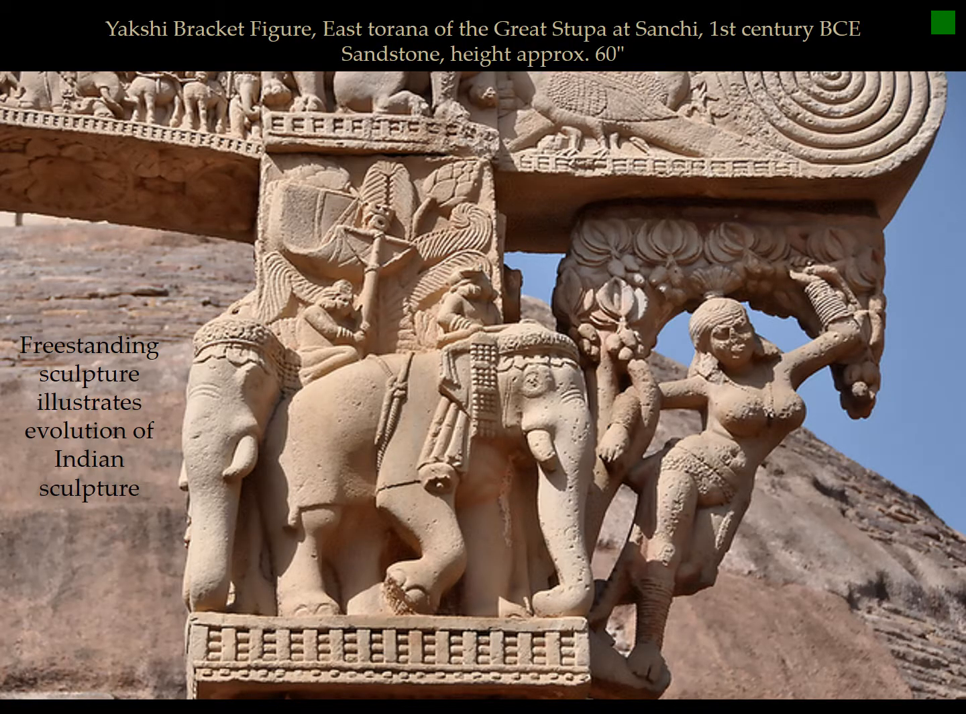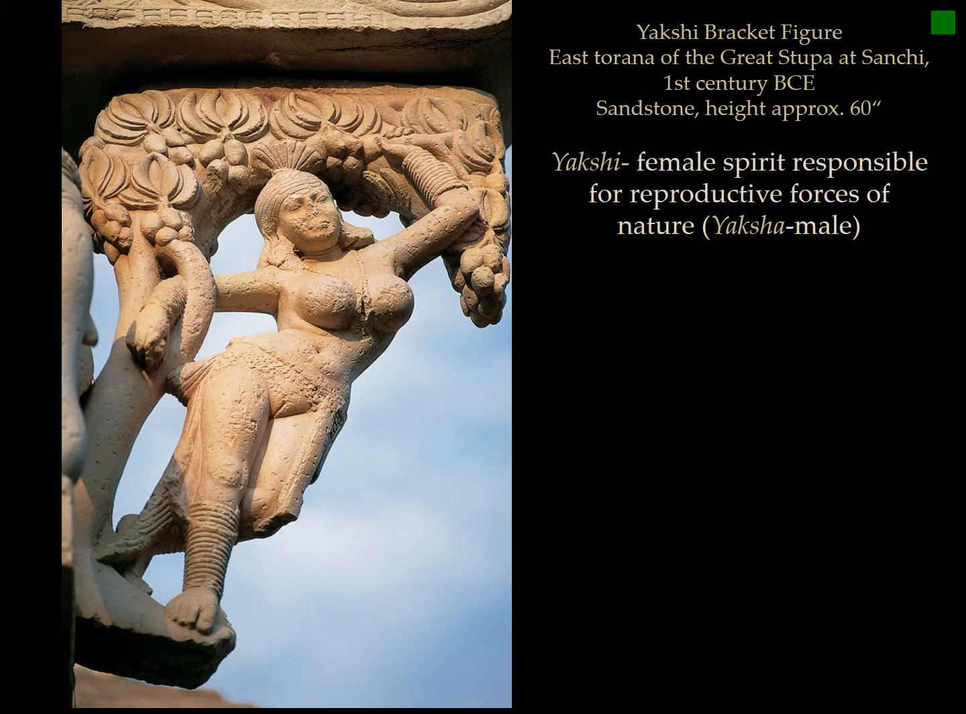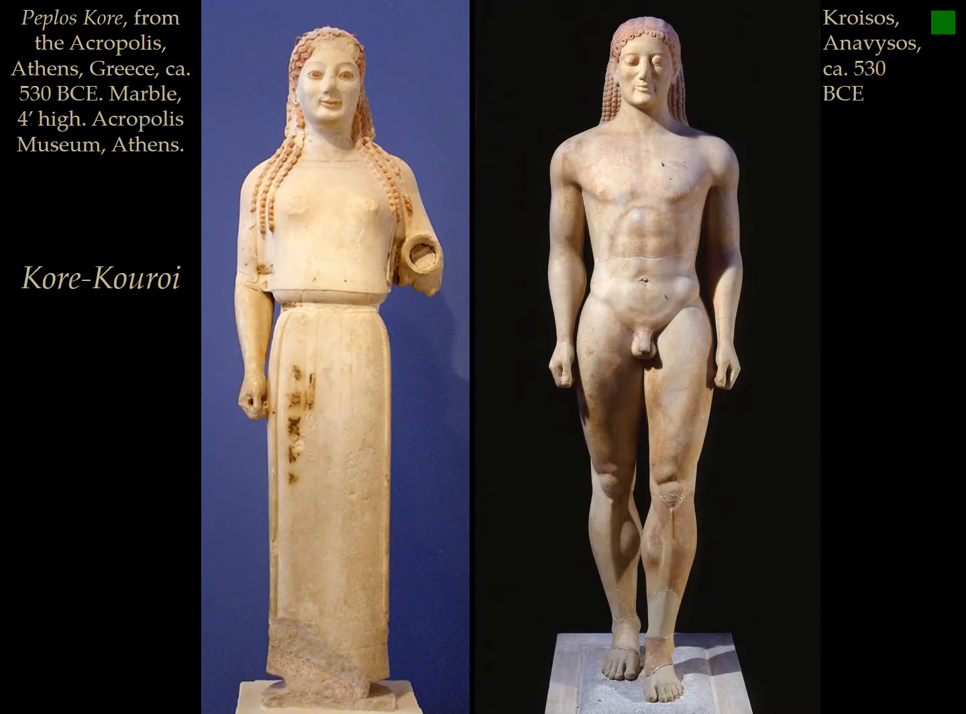The freestanding sculpture is going to also illustrate the evolution of Indian sculpture in general. Here we have elephants in this female form with fruit. This Yakshi bracket figure is going to be important because this female spirit who is responsible for the reproductive forces of nature, the male equivalent is a Yaksha, is going to emphasize the fertile and reproductive aspects of femininity, as we have very large breasts and emphasis on the inverted pubic triangle and rounded forms.